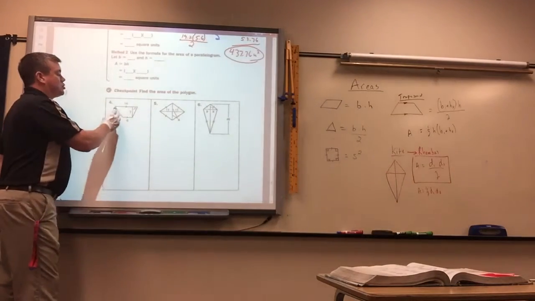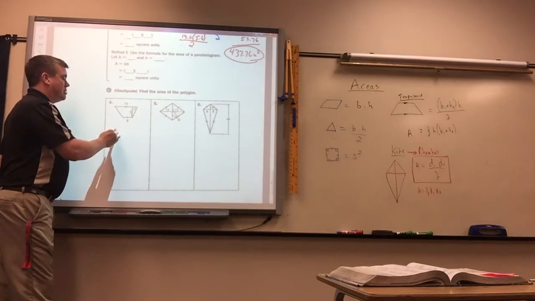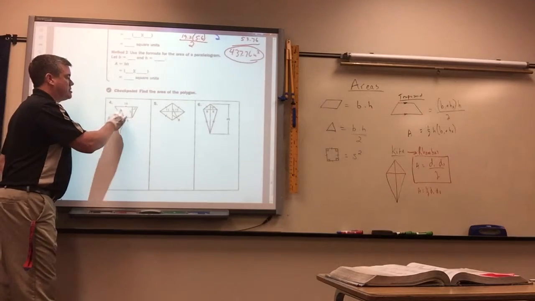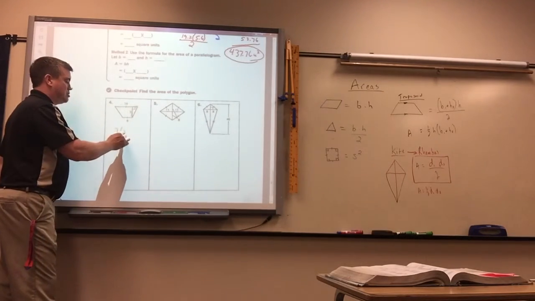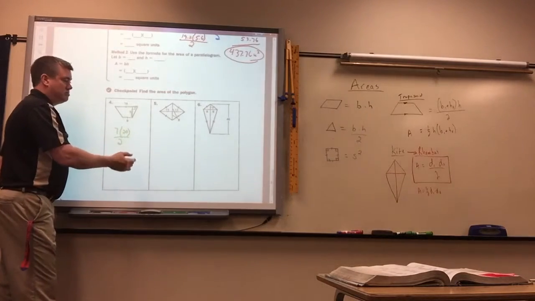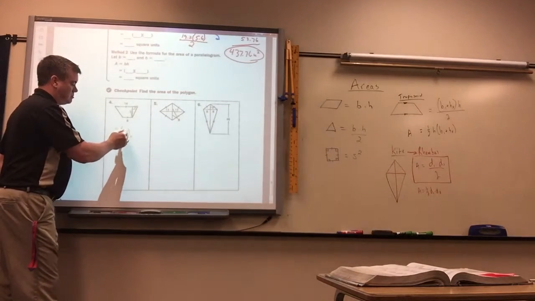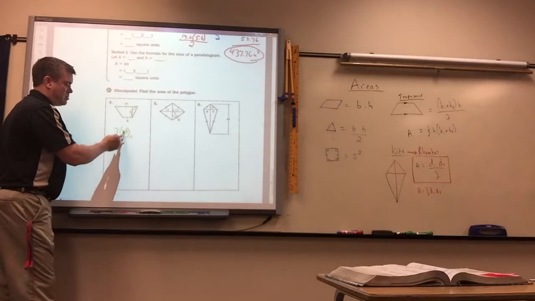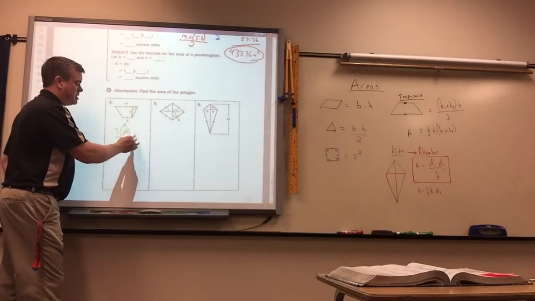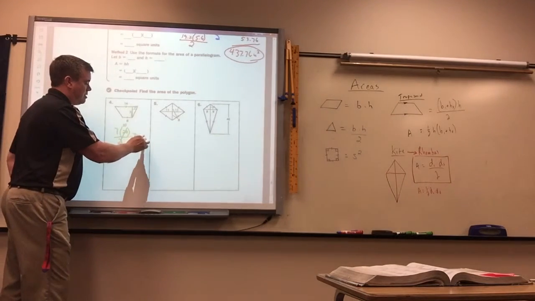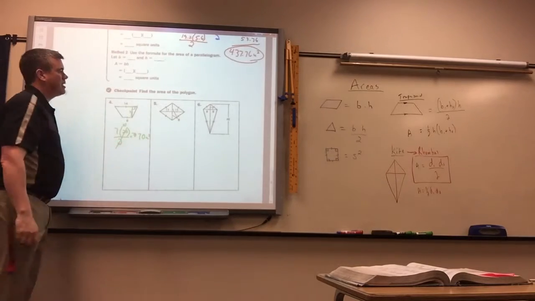So again, trapezoids, it's just the height times the bases added together, 14 and 6 is 20, divided by 2. Quick way to do that is you can just cancel the 2. It'd be 7 times 10, would be 70 units squared.